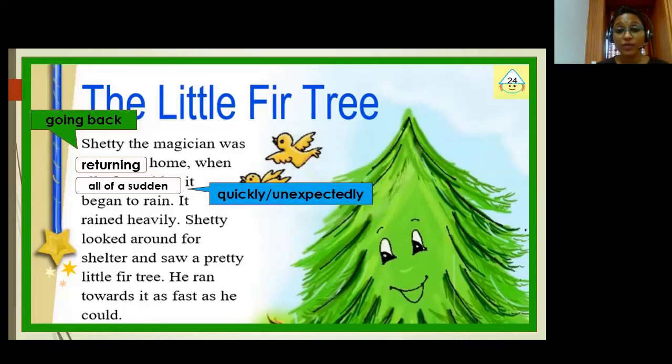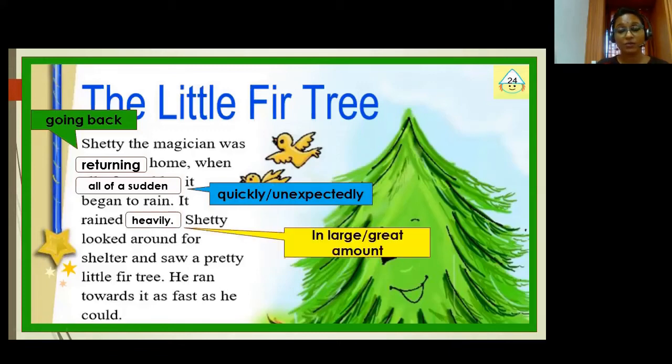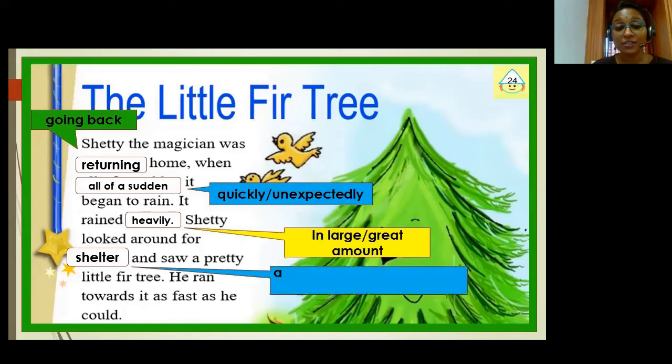And what sort of a rain it was? It was a heavy rain. The word heavily means in large or great amount. So it was a heavy rain. Shetty the magician did not want to get wet. So he looked for a shelter. What is the meaning of the word shelter, children? Here, the word shelter means a place that gives protection from bad weather for some time. So he looked for some place to escape from the rain. And what did he find? He saw a little fir tree and he took shelter under the fir tree.